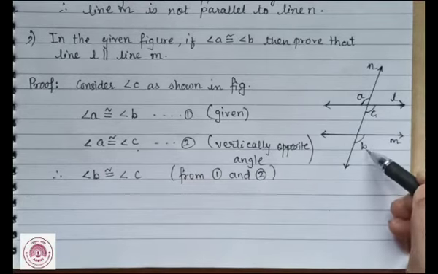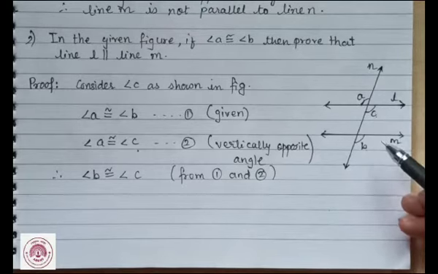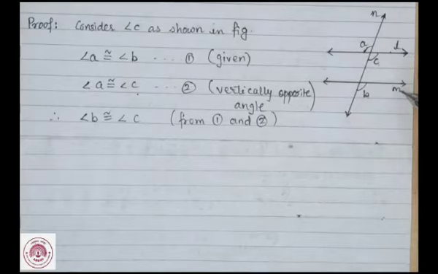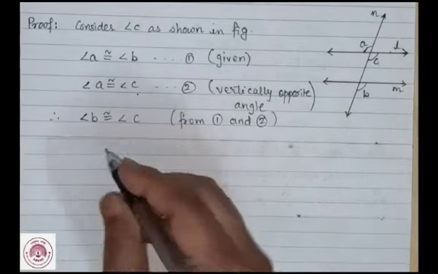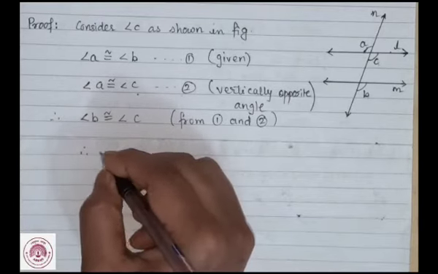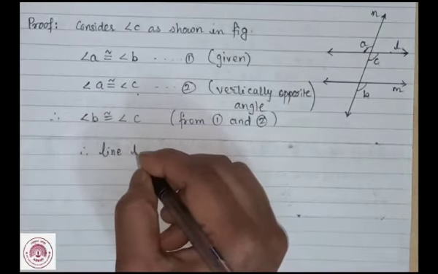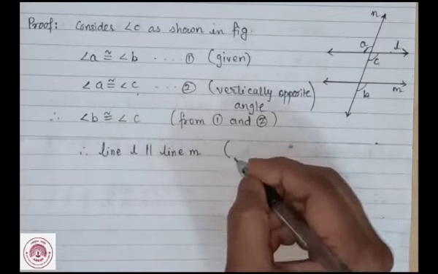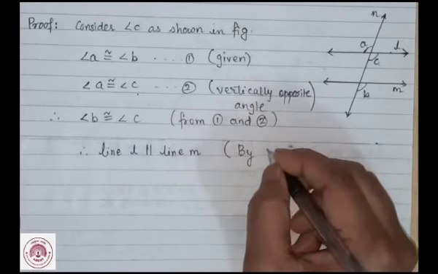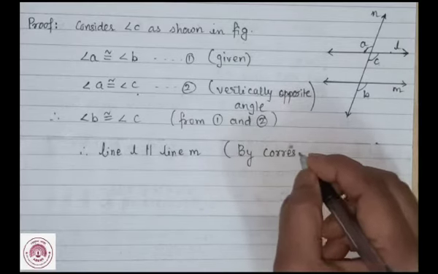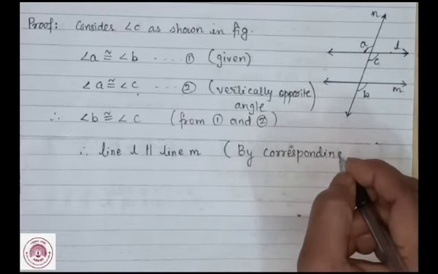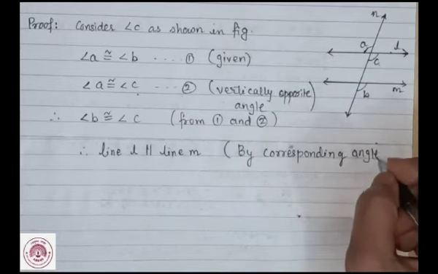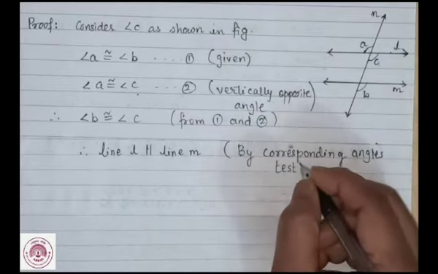Now angle B and angle C are corresponding angles, and we know if a pair of corresponding angles formed by a transversal is congruent, then line L is parallel to line M. Therefore, line L is parallel to line M. What is the reason? By corresponding angles test.